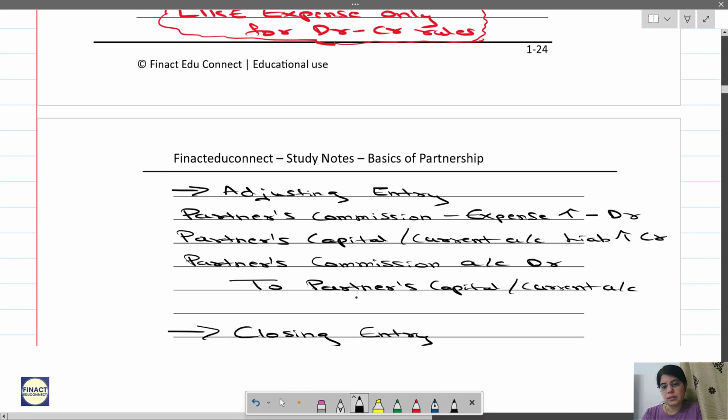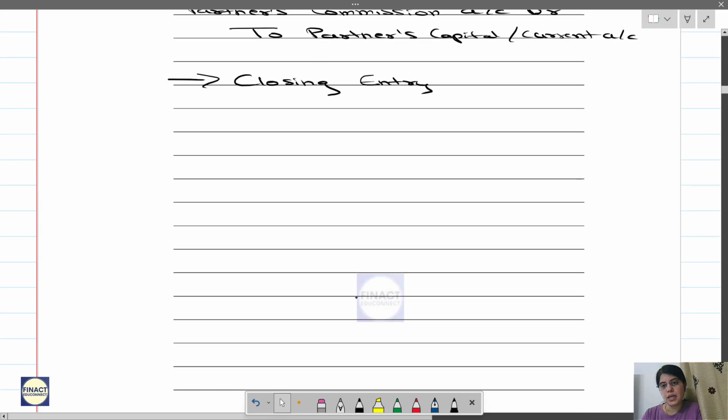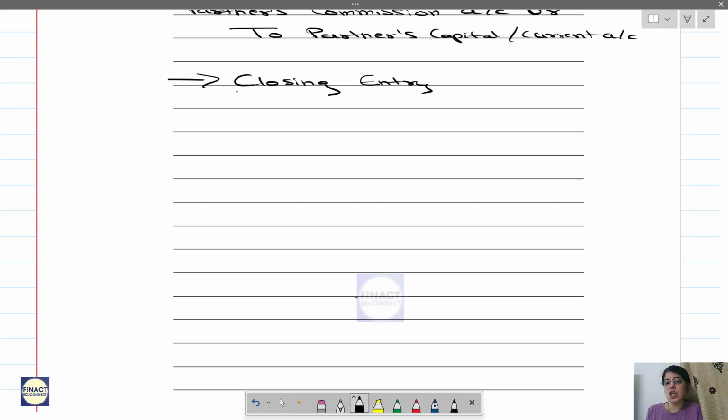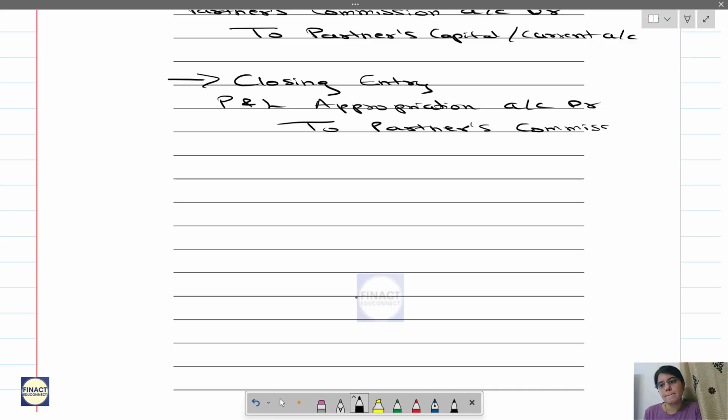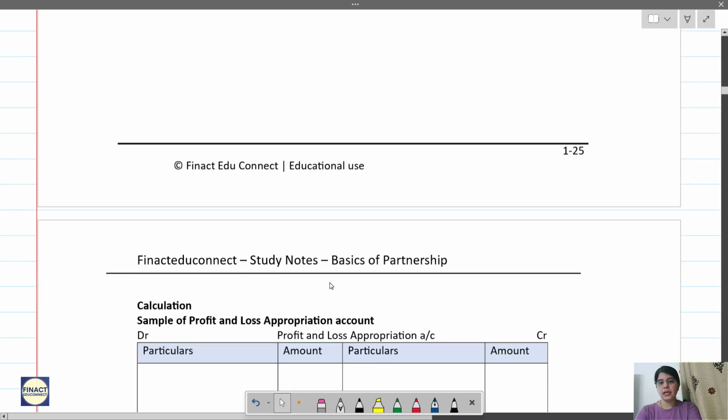Next, partner's commission. Partner's commission closing entry. Again, partner's commission is like an expense paid to the partner, so it will also go to the profit and loss appropriation account debit. So profit and loss appropriation account debit to partner's commission account. Done.